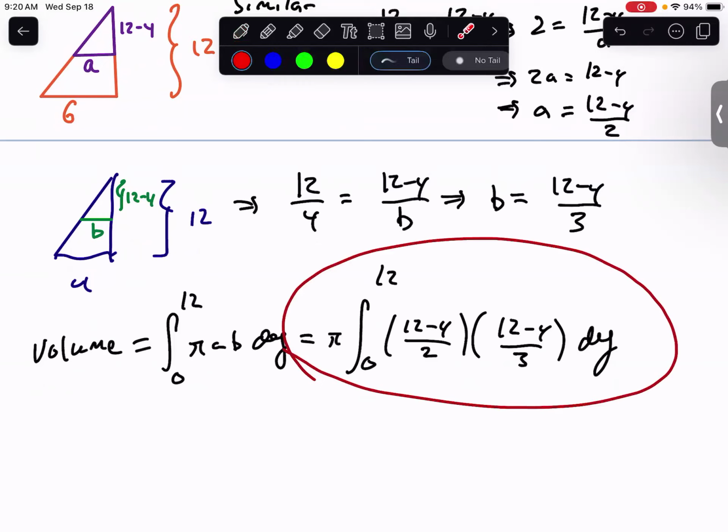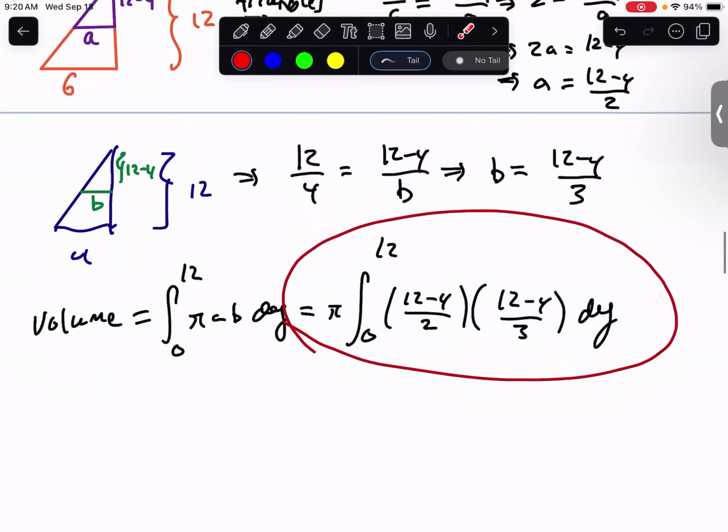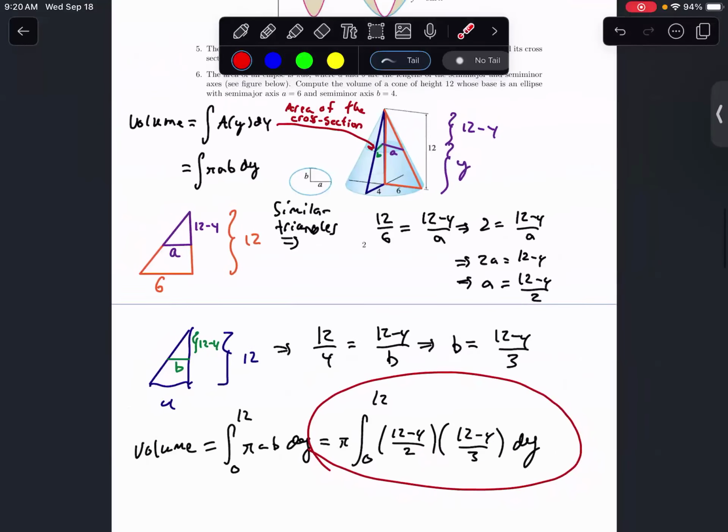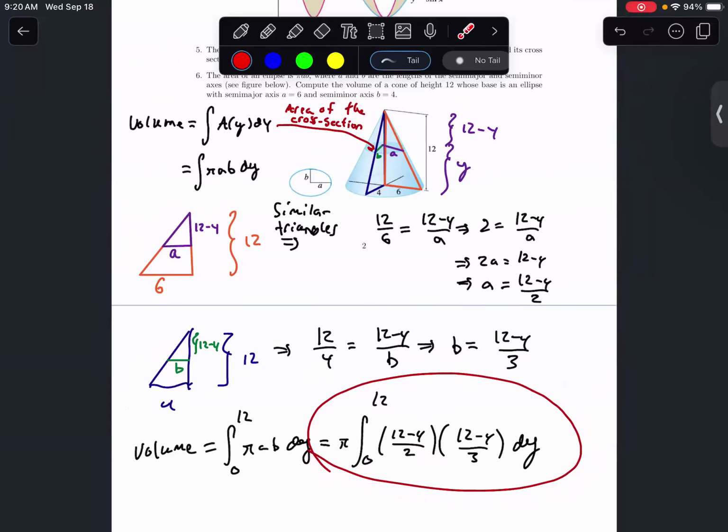Like if you want to compute this, you just bring out a 6, so you get pi over 6. And then you do 12 minus y squared. You get a polynomial, you use the power rule. It's kind of boring, so I'm just going to stop here. The interesting part is the setup, and that's all you'll have to do on the exam as well.